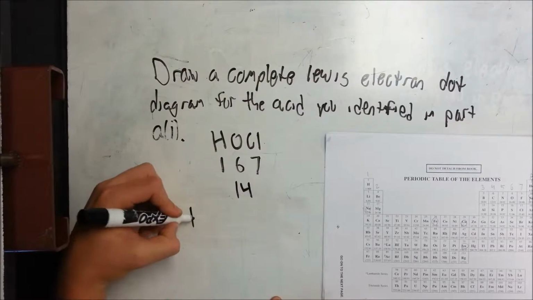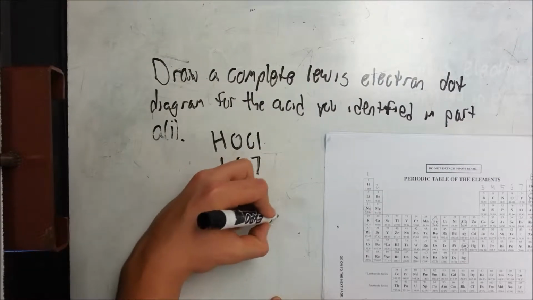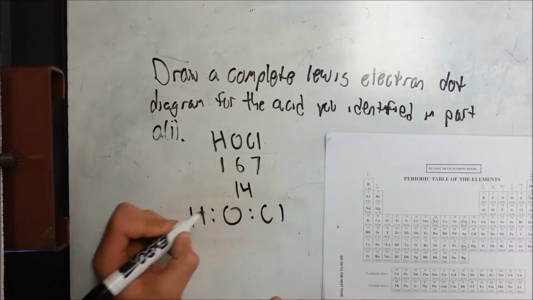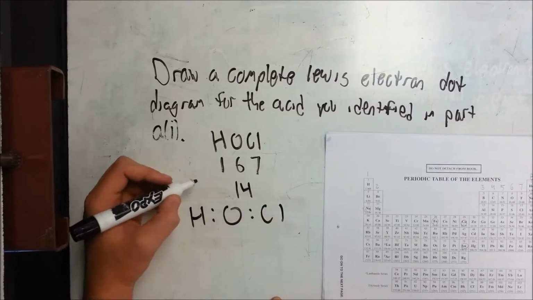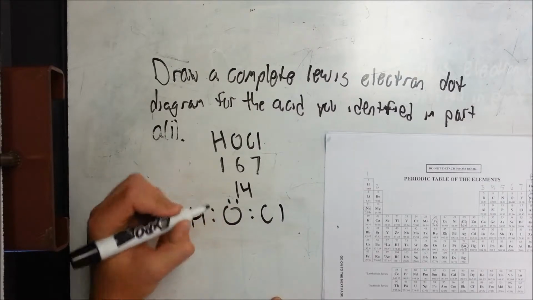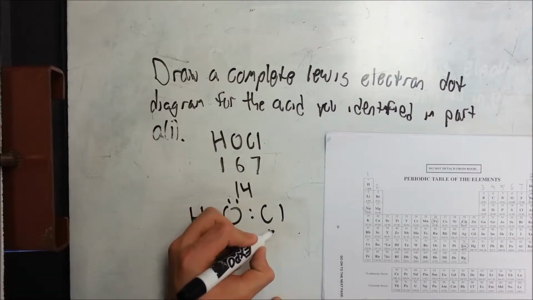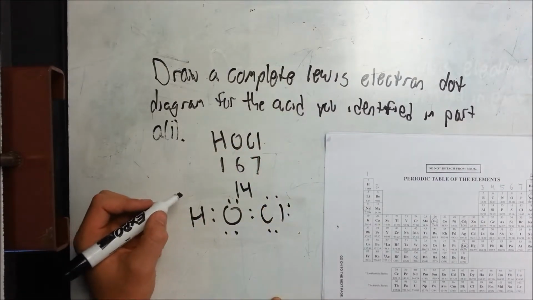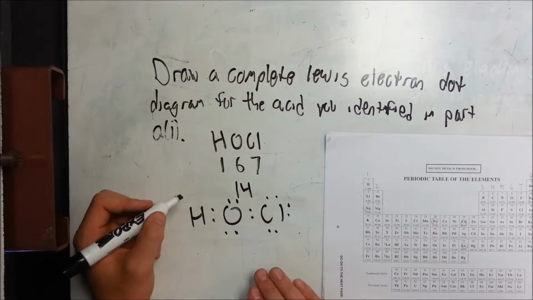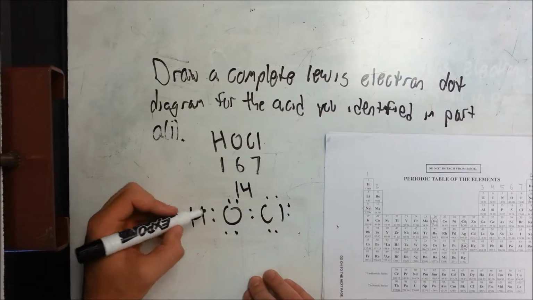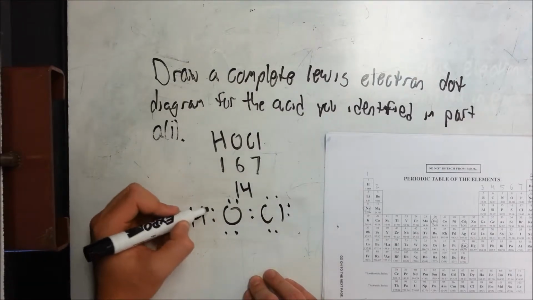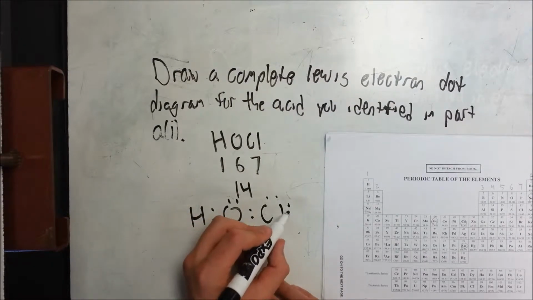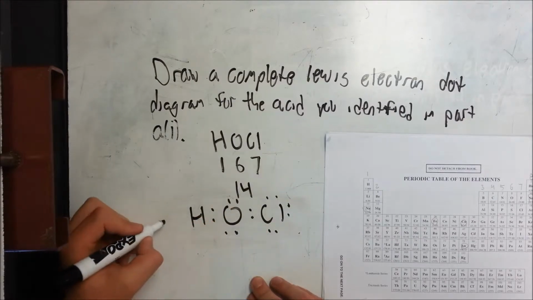So we're just going to draw out HOCl. We're going to bond each atom with a pair of electrons, and we're going to fill in little dots of electrons everywhere that there currently aren't any. That's basically it, and to check our work we can count each one of the dots and hopefully it'll add up to 14. 1, 2, 3, 4, 5, 6, 7, 8, 9, 10, 11, 12, 13, 14. And that is your answer.